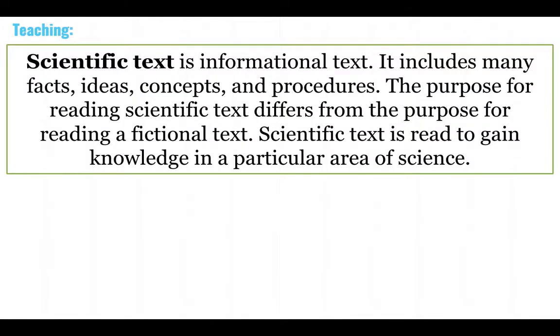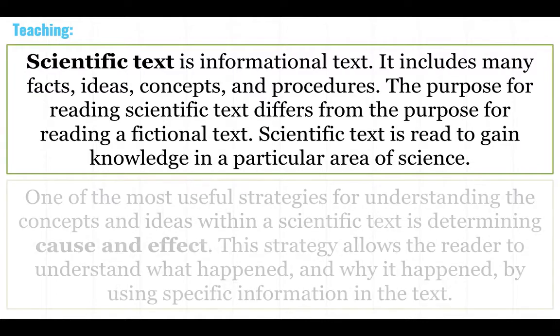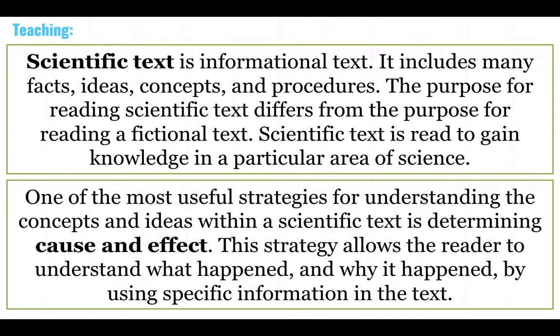So, when you're reading a scientific text, it's an informational text. This includes facts, ideas, concepts, and often procedures. The purpose for reading a scientific text is different from when you're reading a fictional text. Scientific texts are read to gain knowledge, usually in a particular area of science. One of the most useful strategies for understanding concepts and ideas in scientific text is thinking about cause and effect. When you do this, it allows you to understand what happened and why it happened using specific information from a text.